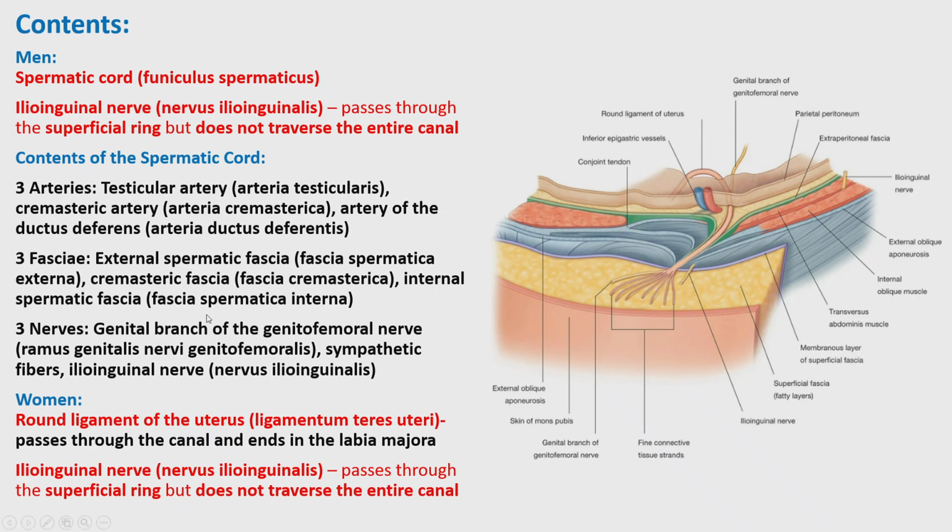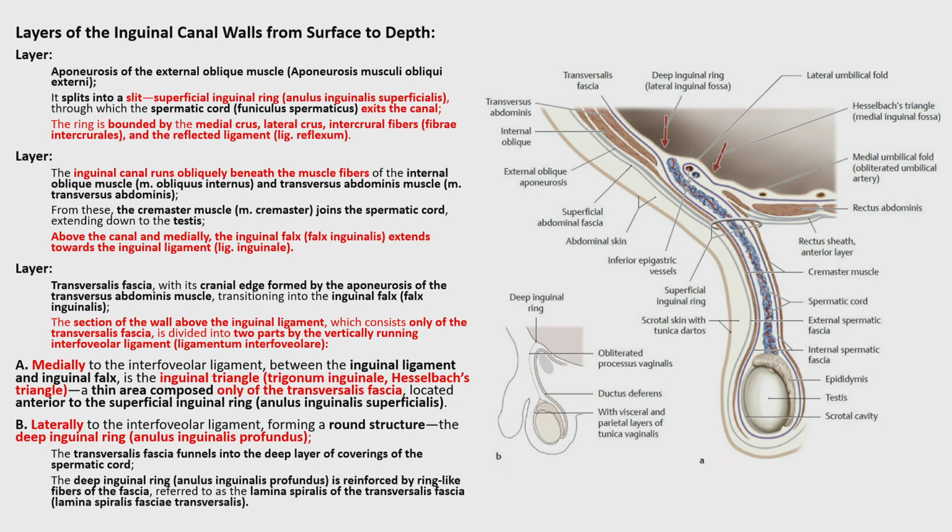So here is written the round ligament of the uterus, which ends at the labia majora, which is important. And of course, in both sexes, men and women, we have the ilioinguinal nerve from the lumbar plexus that is just passing through the superficial ring in the anterior wall, and it doesn't go through the whole canal. This is also important. So layer by layer, if you go, it's highlighted, the most important thing.